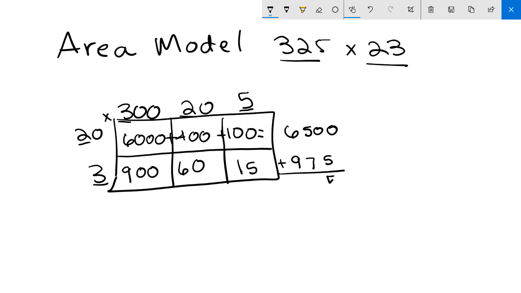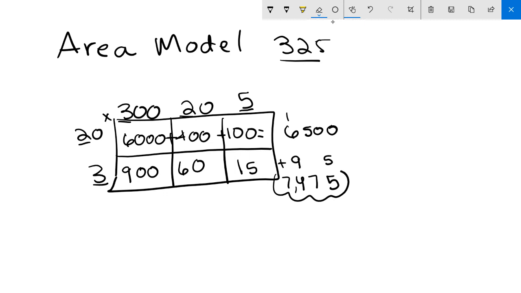So I have 5 plus 0 is 5. 7 plus 0 is 7. 9 plus 5 is 14. Carry my 1. And that is going to give me 7. So my answer with the area model is 7,475 for 325 times 23. Okay.